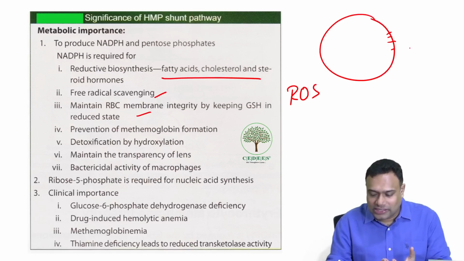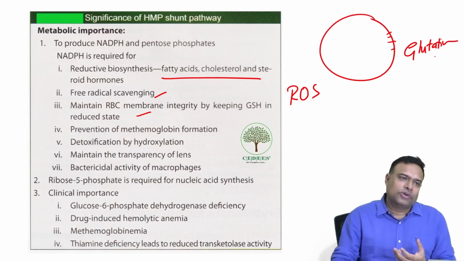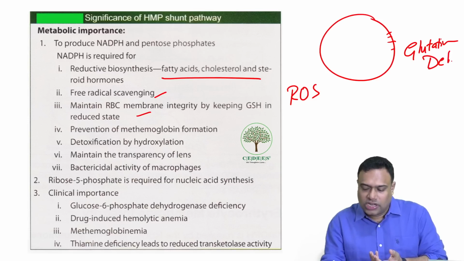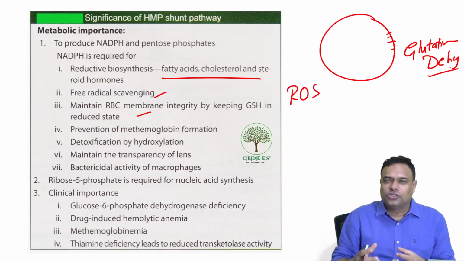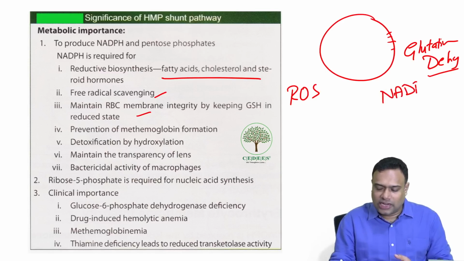So you need something called glutathione reductase, right? It's a very important antioxidant enzyme. Now, if you want glutathione to be active, you need it to be in a reduced form. You need NADPH.